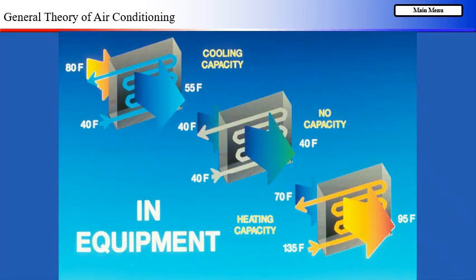Likewise, if the temperature of the air which passes over the coil is higher than that of the refrigerant in the coil tubes, heat will flow from the air into the refrigerant. The coil, in this case, provides cooling capacity. If the refrigerant temperature is equal to that of the air flowing over the coil, there is no heat transfer and therefore no capacity provided by the coil. If the air temperature is lower than that of the refrigerant in the coil tubes, heat will flow from the refrigerant inside the coil to the air moving over the coil. Since the air is heated, we can say that the coil provides heating capacity in this situation.